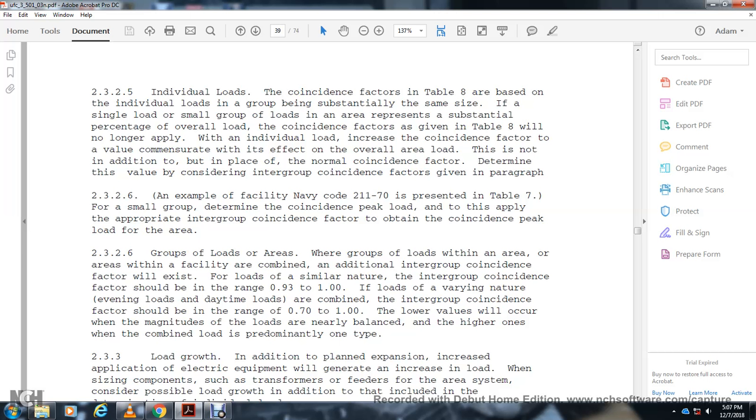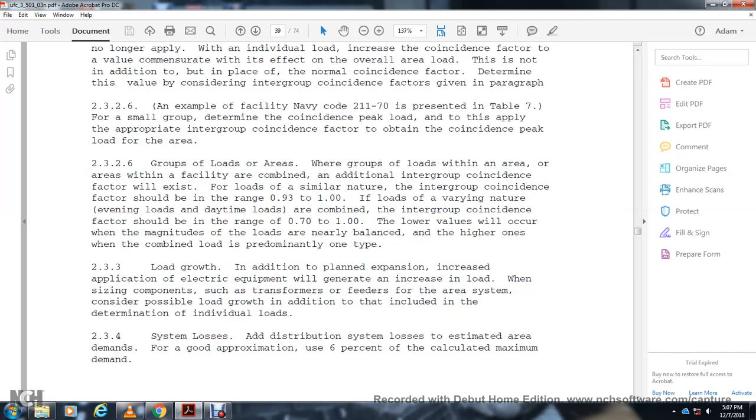If the loads of the area are of varying nature, even over daylight and time, when the loads are combined the intergroup coincident factor should be between 0.7 and 1.0. Lower values will occur with loads of nearly balanced magnitude, and higher ones when combined with loads of predominantly one type.